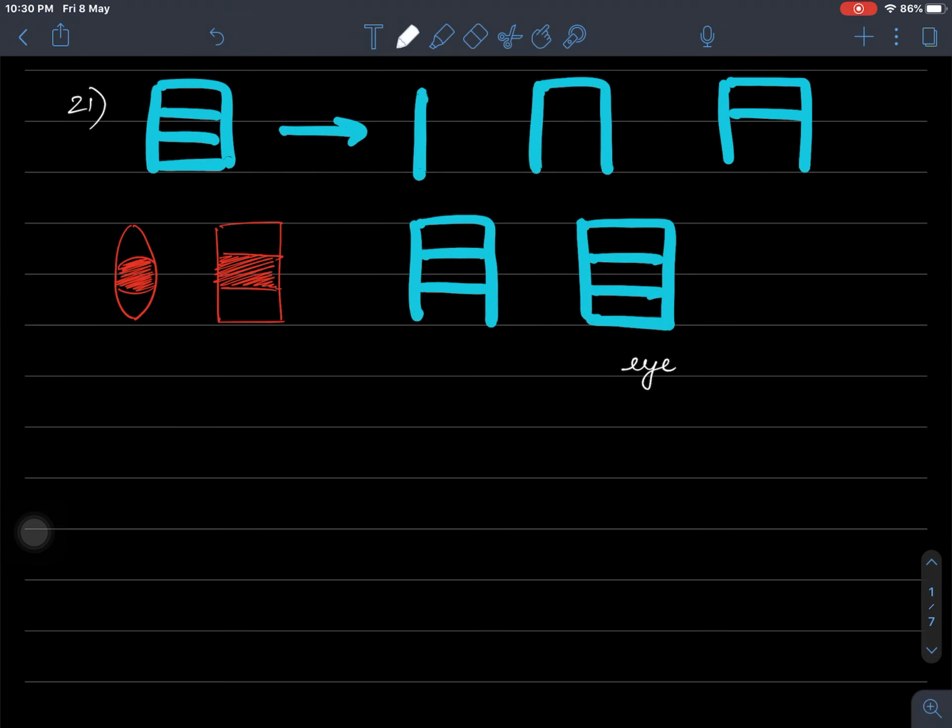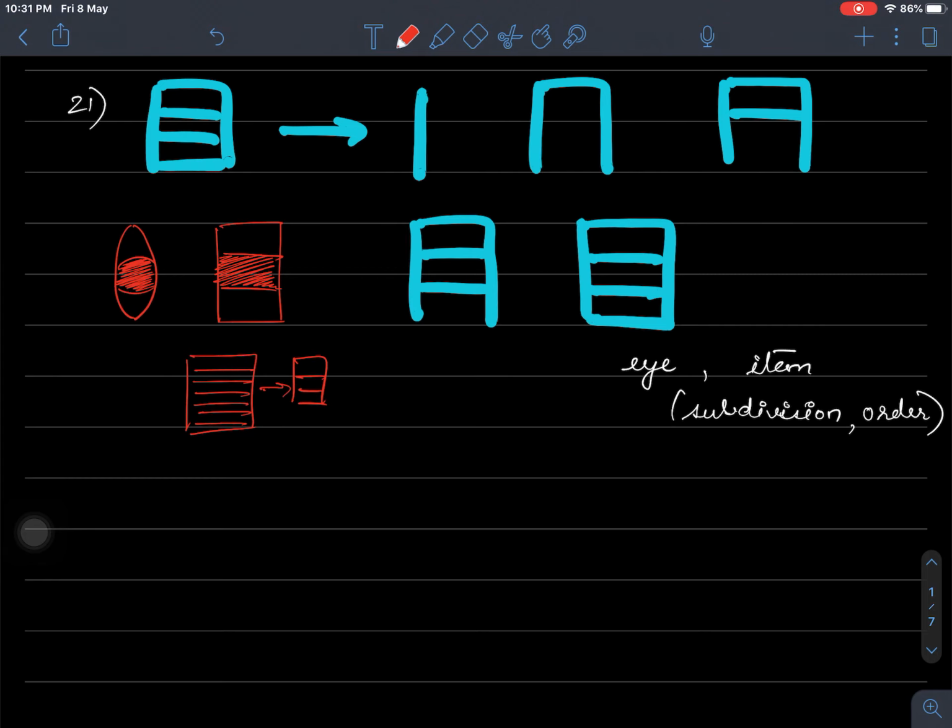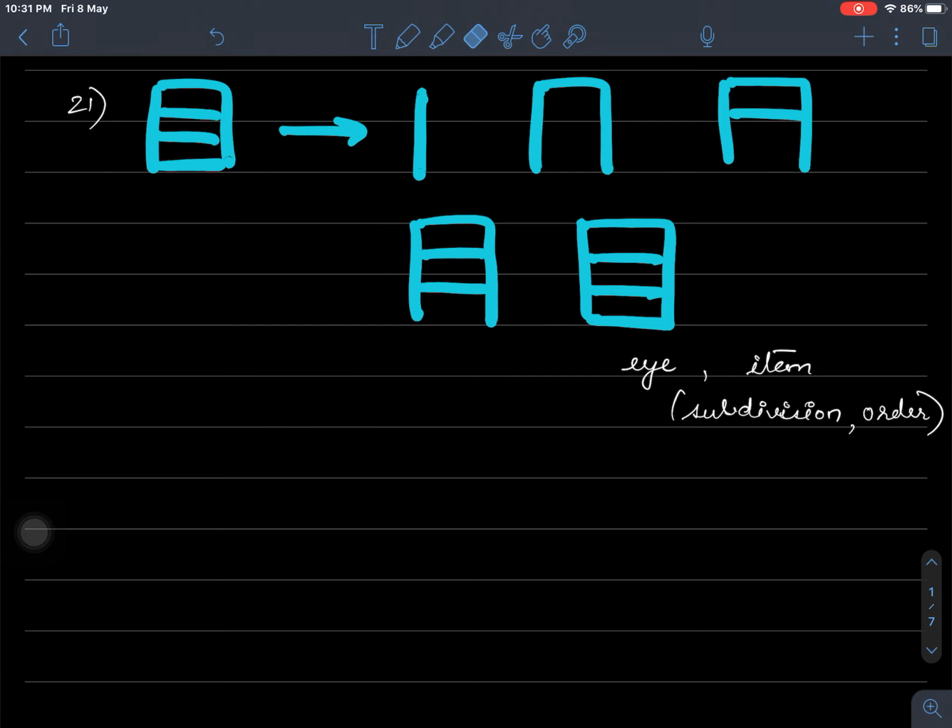The other meaning is item, which is to say subdivision, or another meaning that the book gives, order. This is slightly easier to visualize. Just imagine a list with several items in it, except you represent it with 3 of them. So that's basically it. It's a list. This is one way of memorizing how this means both eye as well as item. I'm just going to erase this mnemonic for the sake of space.